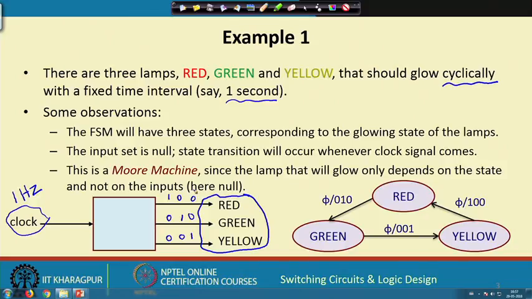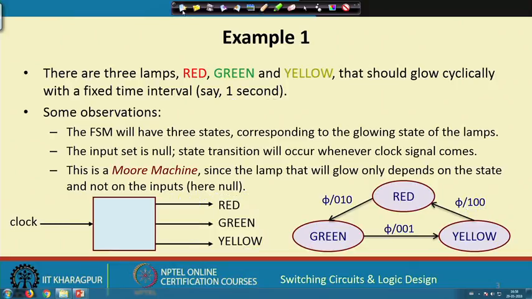So, now you can understand, you see there are no separate inputs, that is why the input is shown as empty, phi means empty. So, when you are in the red state and a clock comes, you go to green, the input is phi and the output is 0 1 0, which means green is glowing. Okay. When you are in green and a clock comes, you go to yellow, 0 0 1, which means yellow is glowing, and when you are in yellow you will go to red, 1 0 0 means red, and this goes cyclically, right.